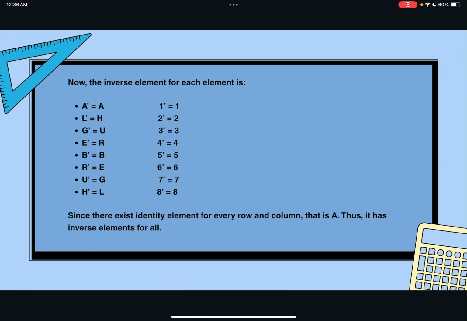G inverse is equal to U, E inverse is equal to R, B inverse is equal to B, R inverse is equal to E, U inverse is equal to G, H inverse is equal to L, 1 inverse is equal to 1, 2 inverse is equal to 2, 3 inverse is equal to 3, 4 inverse is equal to 4, 5 inverse is equal to 5, 6 inverse is equal to 6, 7 inverse is equal to 7, and 8 inverse is equal to 8. Since there exists an identity element in every row and column, that is A, thus it has inverse elements for all.